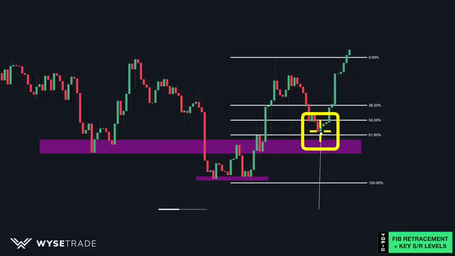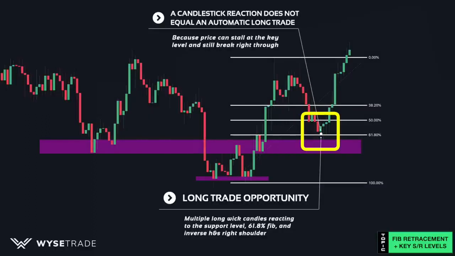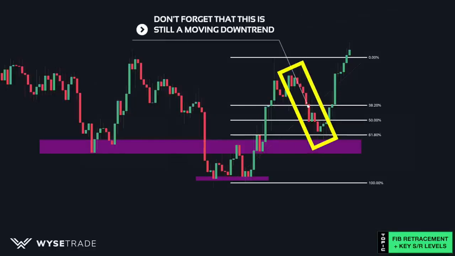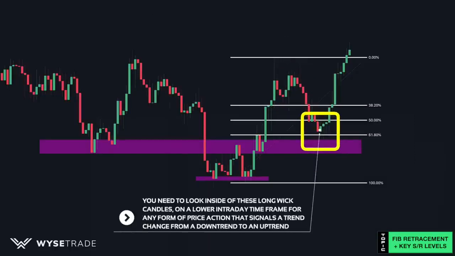Once price reached the area, you had multiple very long wick candles reacting to the fib level and support level, which presented a long trade opportunity. Now, a reaction does not equal a trade, as price can stall at the area and still continue downwards. Because don't forget that this is still a current moving downtrend. So what you do is, you need to look inside of these long wick candles, but on a lower time frame for any form of price action that signals a trend change from a downtrend to an uptrend.